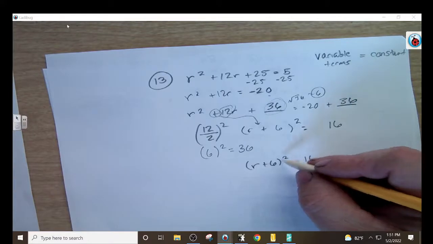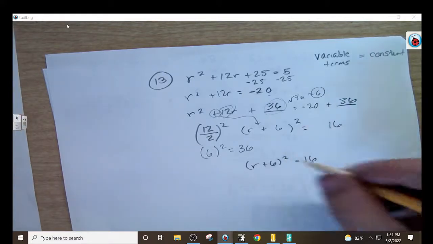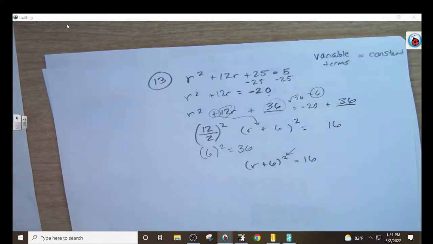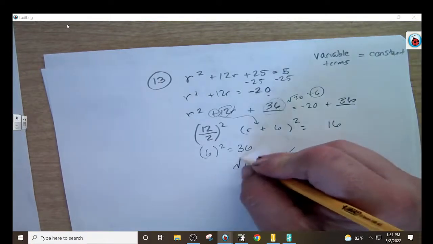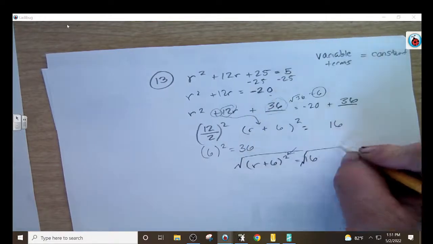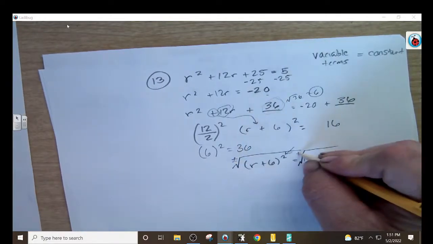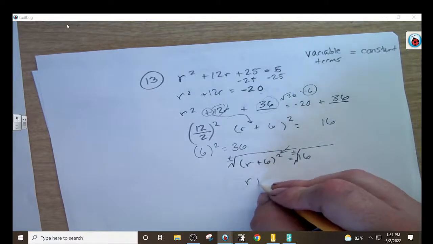Next step, guys. Does anybody remember what to do next? Because it has something to do with this. You square root both sides, right? You're going to square root both sides. That is r plus 6 equals.